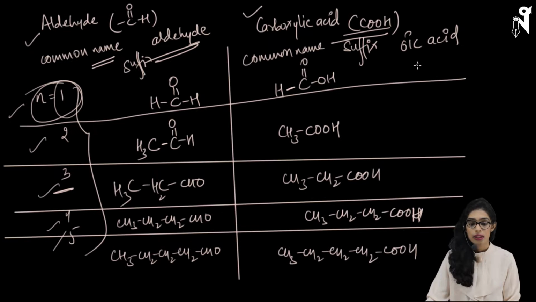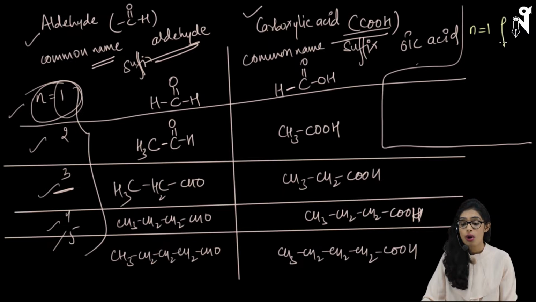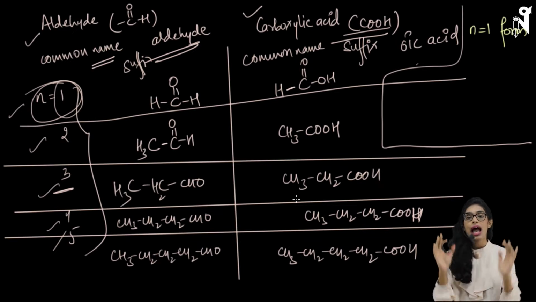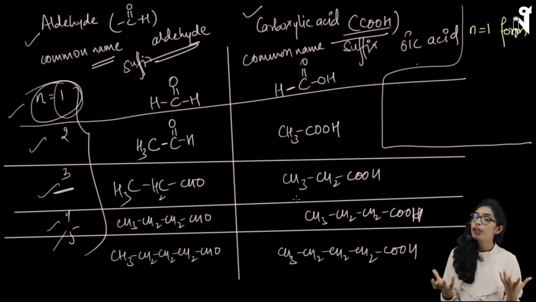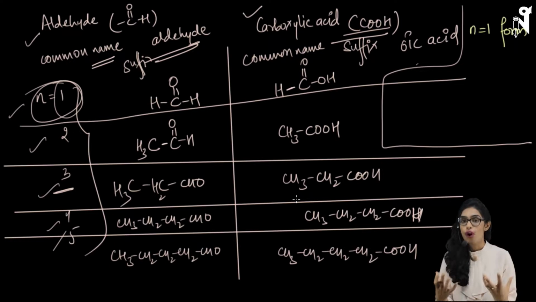I'll just write it somewhere over here. Okay. So N is equal to 1 has a common name, and that common name is form. That's not the actual IUPAC name. IUPAC name, we already know what it is. It is meth. It is the common name, and the common name is form.